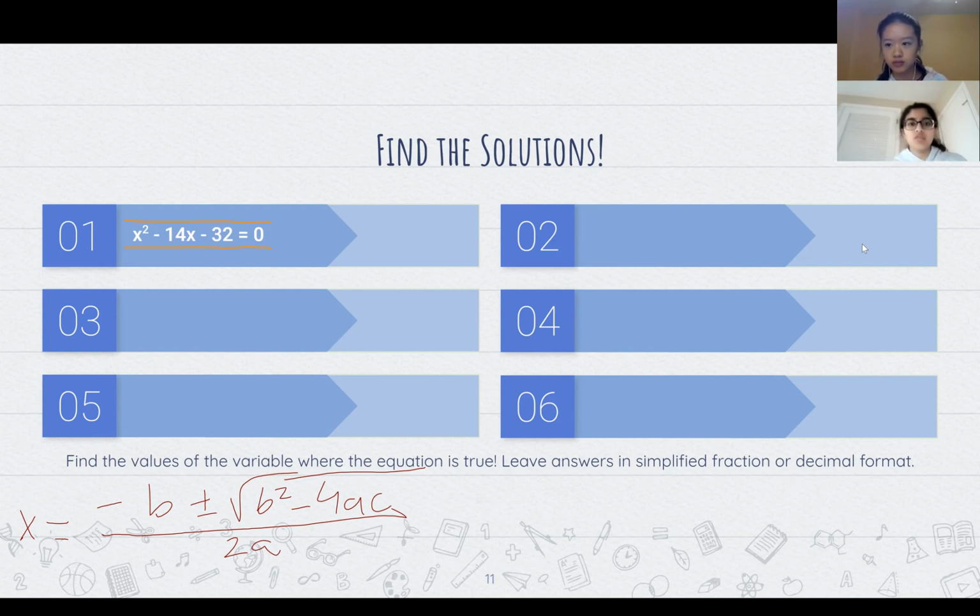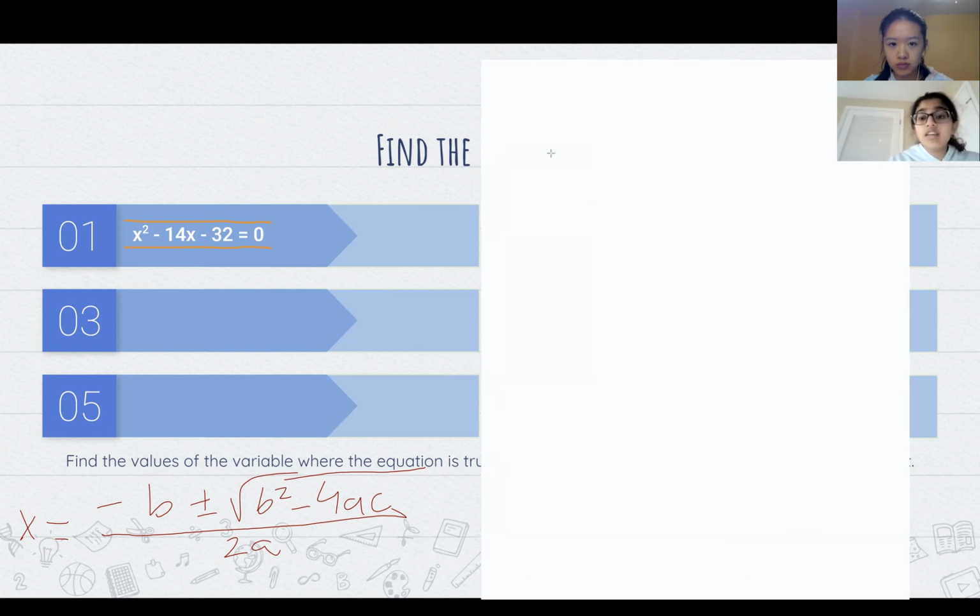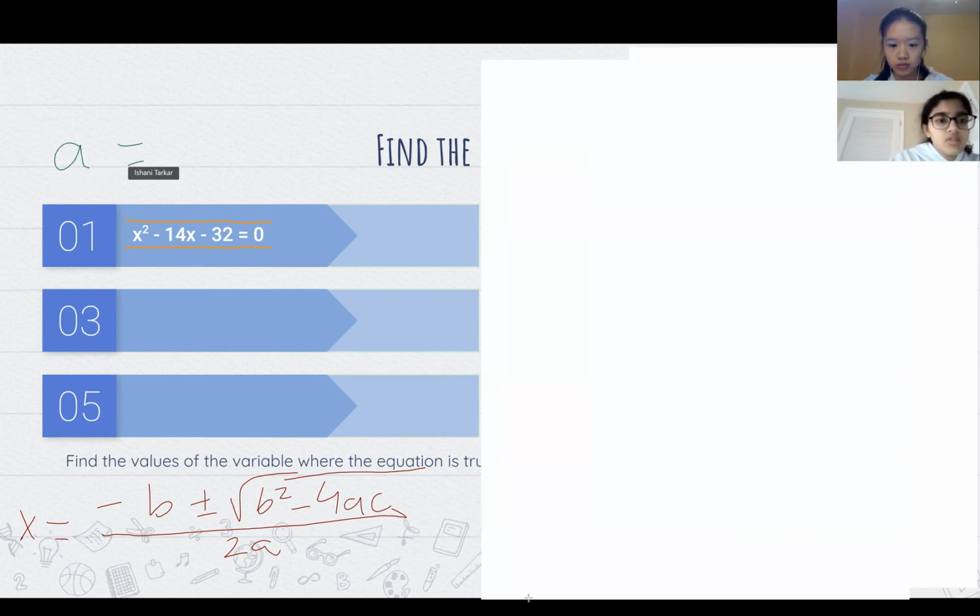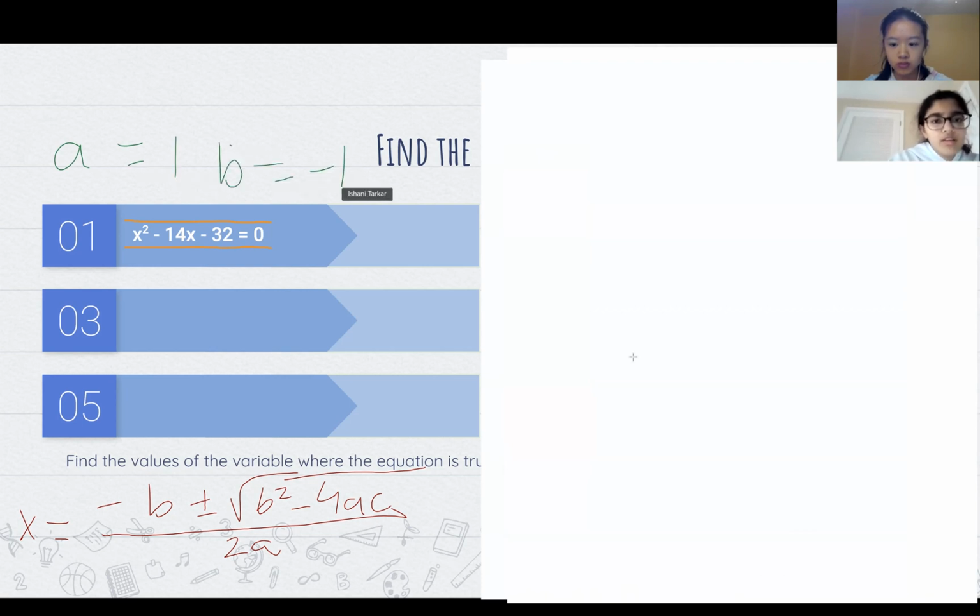Okay, I'm starting to see answers for this problem. So I'm going to go ahead and solve. Here we want to find what the A value, the B value, and the C value are. So A would be equal to 1, B is equal to negative 14, and C is equal to negative 32, right?